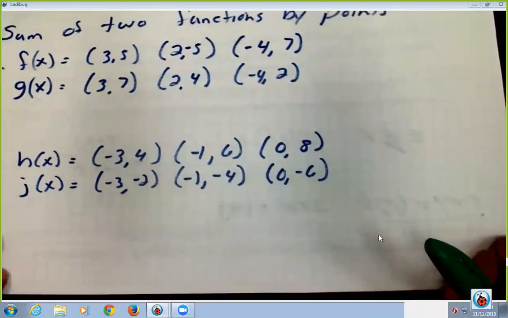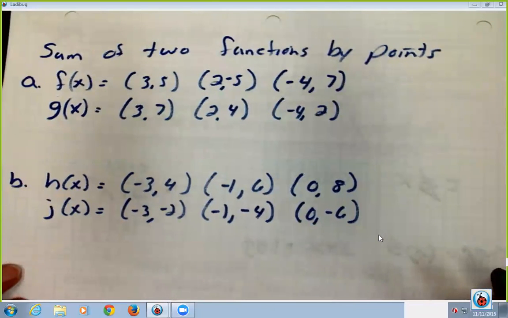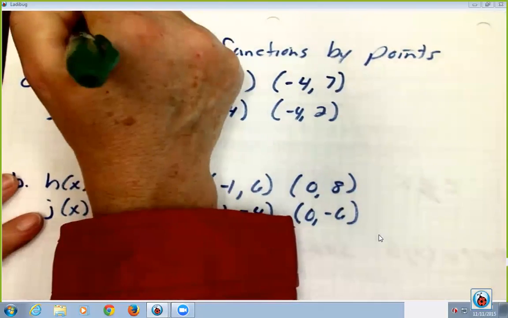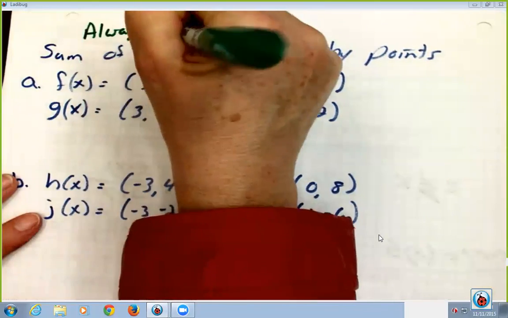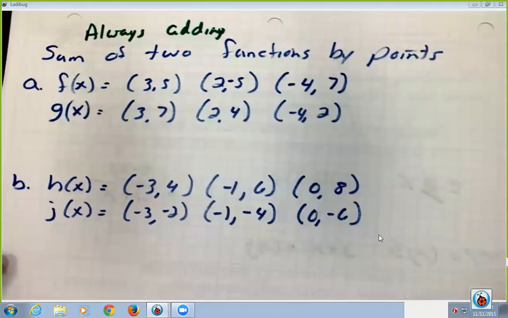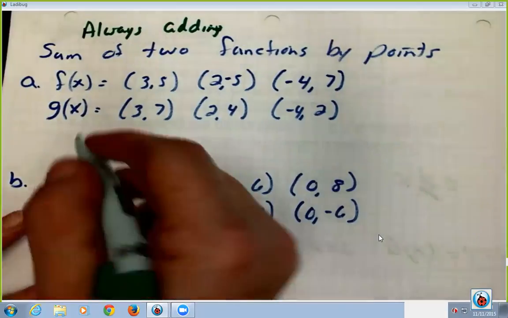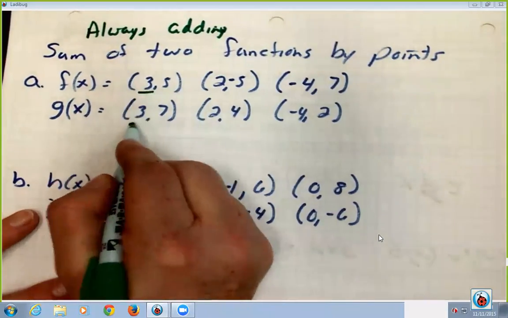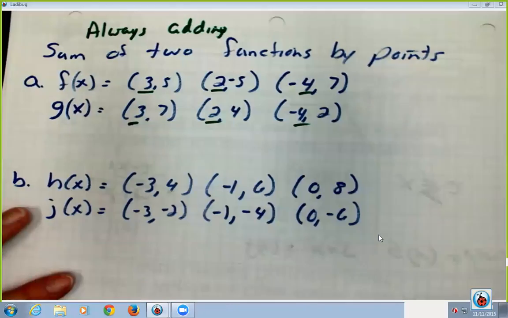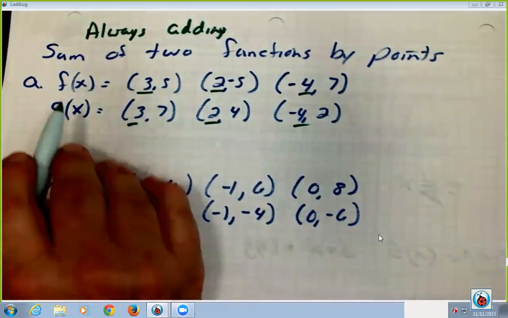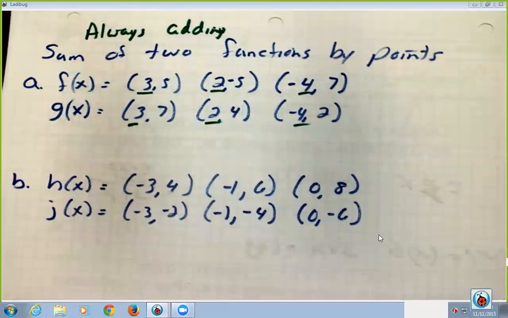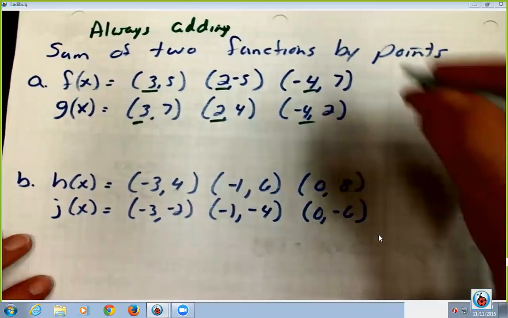The next piece in here is that we need to add these functions together. And this is always adding. And what they do with my adding is they give me points. So what do I know about my points? Well, if you look at each of these points, the x values are the same. Do you see how those match? I have two functions, f of x and g of x. And what I'm doing is I'm combining these together. So what we combine is only the y's.